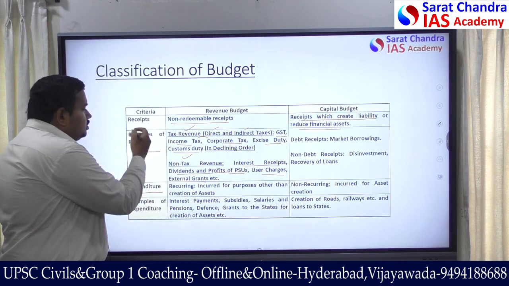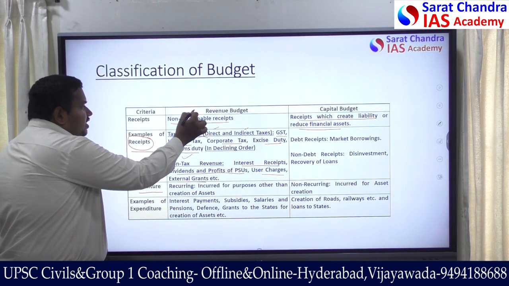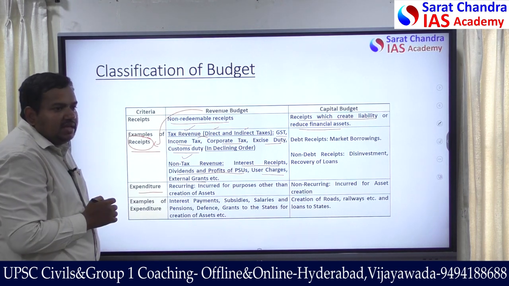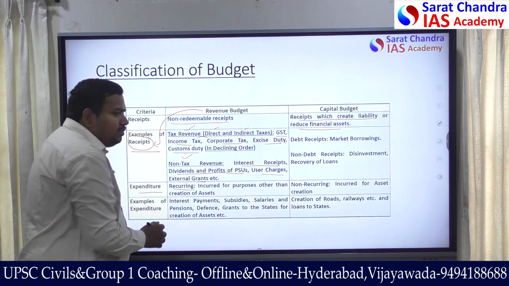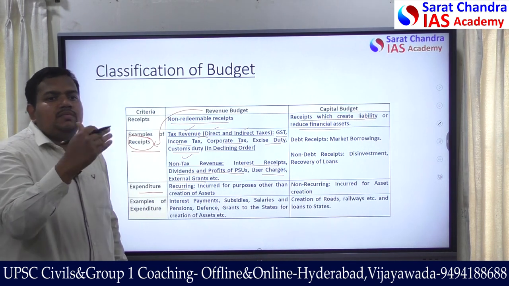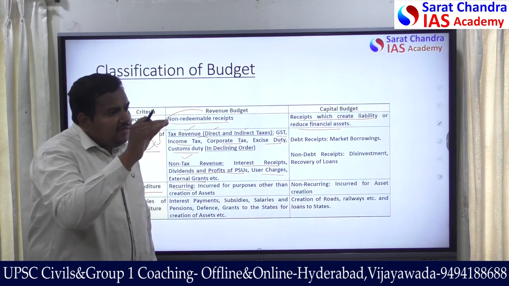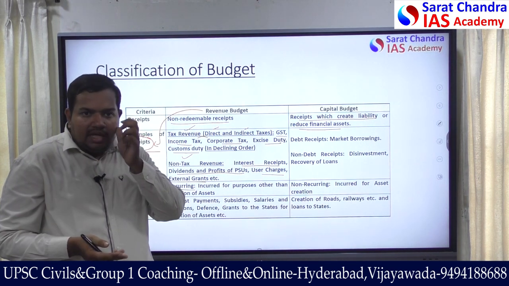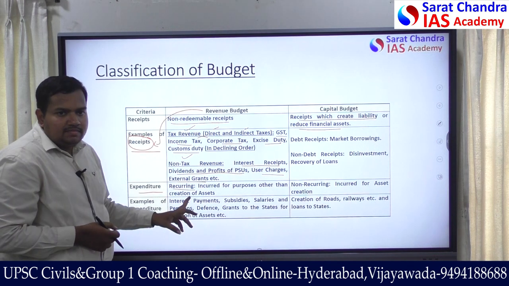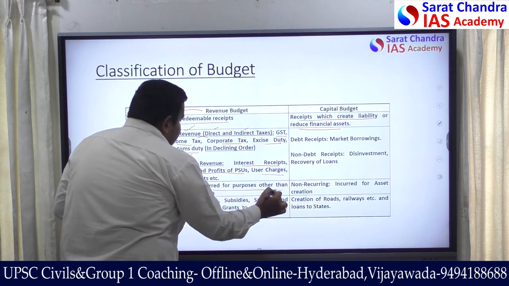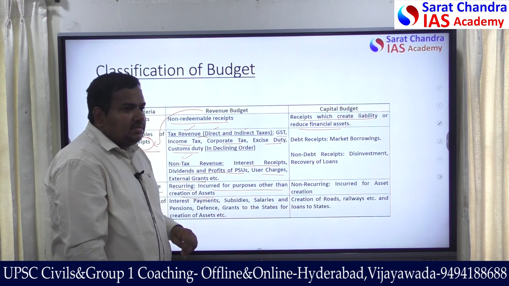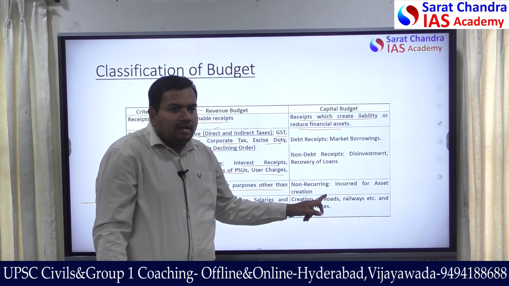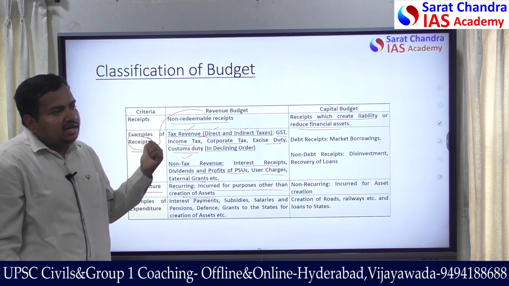Similarly, expenditure. So, these are receipts. So, revenue receipts means these things. So, what is revenue expenditure now? Revenue expenditure will be recurring. That means, it will be happening from time to time. For example, salaries. Every month we have to pay salaries. Similarly, pensions. Every month we have to pay pensions. So, revenue expenditure will be recurring. That is, incurred for purposes other than creation of assets. If it is creation of assets, it will come under capital. Other than creation of assets, it will come under revenue.